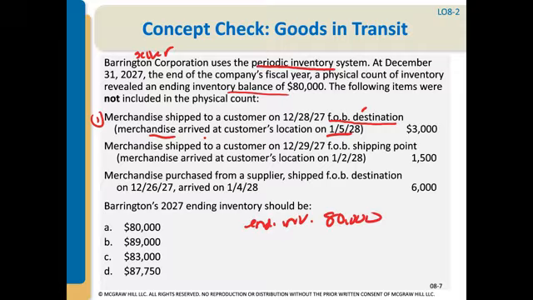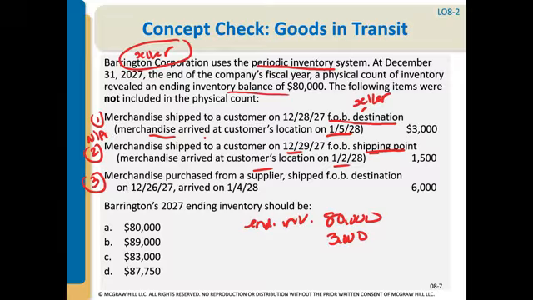So FOB destination means the seller still owns that inventory until it gets to its destination. On December 31st, it had not yet reached the destination, which means it still stays on the seller's books. So we should have ending inventory of 3,000. Number 2, merchandise shipped to a customer on December 29th, FOB shipping point, and arrived at the customer's location the following year. Well, FOB shipping point, we know that as soon as it leaves the shipping dock, it's the buyer's inventory. We are the seller, so that's going to be an NA for us.